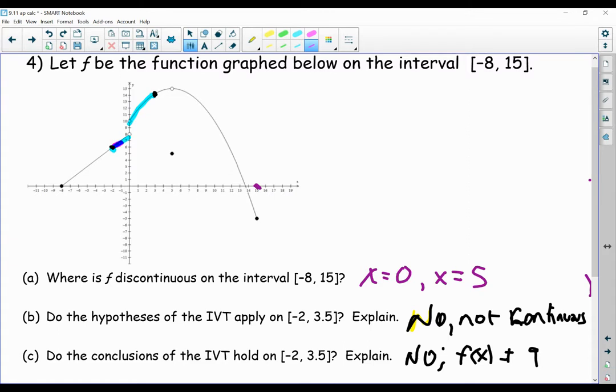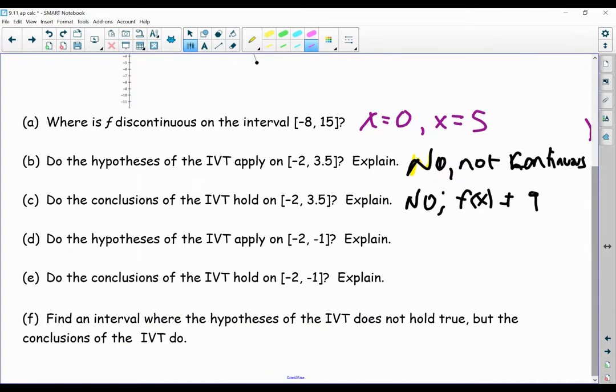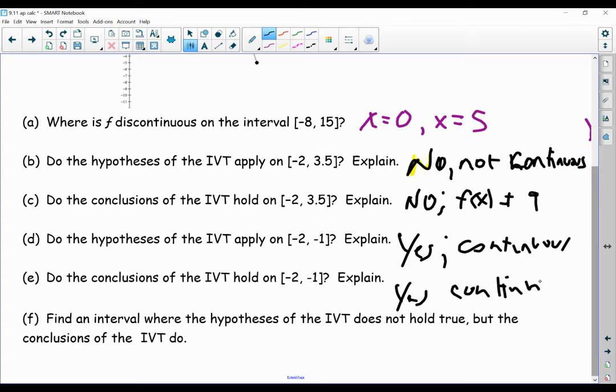So I'm looking here. Does the hypothesis hold true? Is it continuous on that interval? The answer to that question is yes. So the hypothesis is true because it's continuous. So is the conclusion true? Yes, because it's continuous. If we say yes to the hypothesis, we have to say yes to the conclusion.